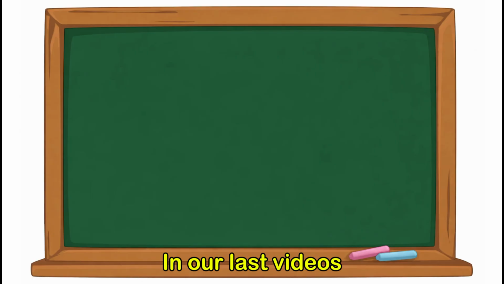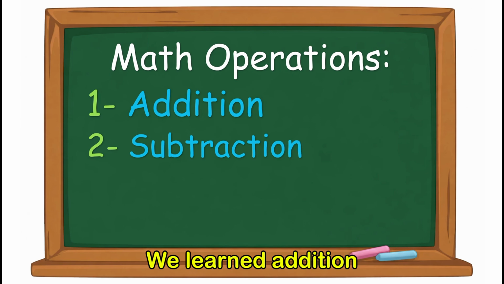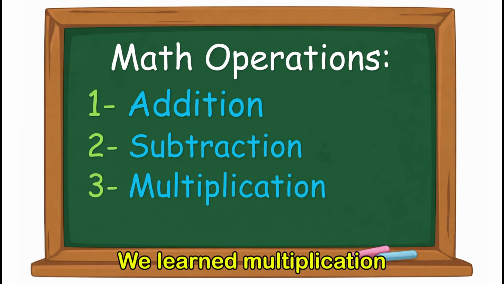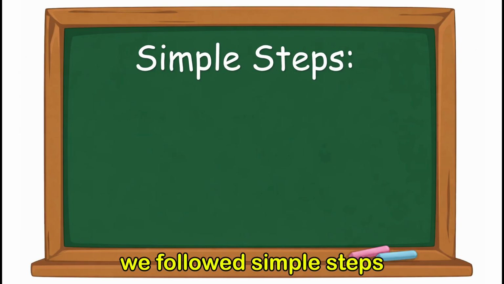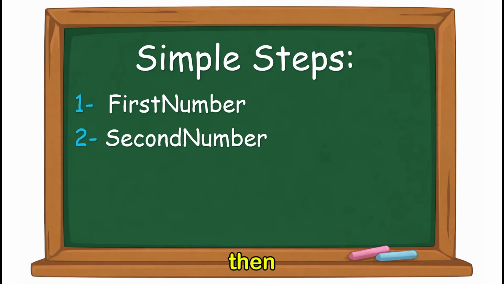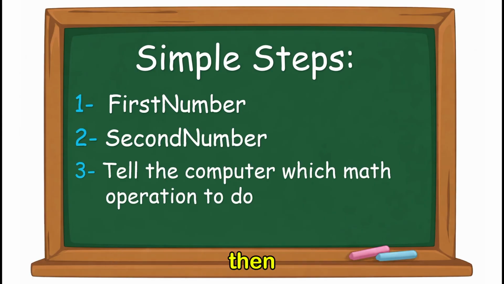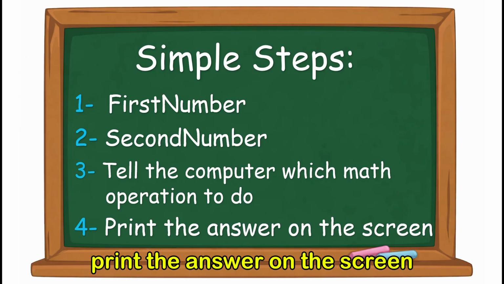In our last videos, we learned how to do each operation one by one. We learned addition. We learned subtraction. We learned multiplication. And we learned division, too. Each time, we followed simple steps. First, choose the first number. Then, choose the second number. Then, tell the computer which math operation to do. And last, print the answer on the screen.